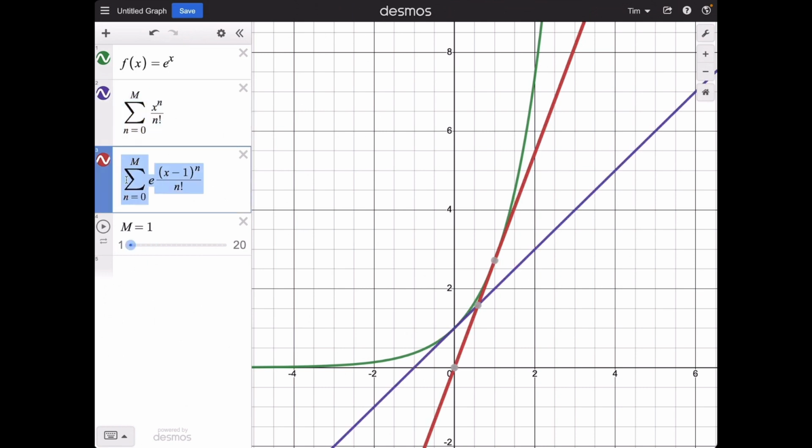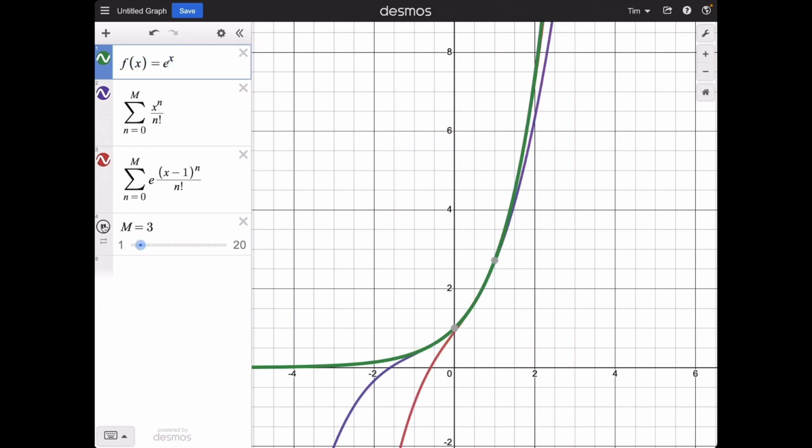The Maclaurin series is centered at 0. Here's the Taylor series centered at 1. Both of these power series will converge to e to the x. They're just centered at different locations. And we can see how they both converge simultaneously if we do this. That's super nifty.